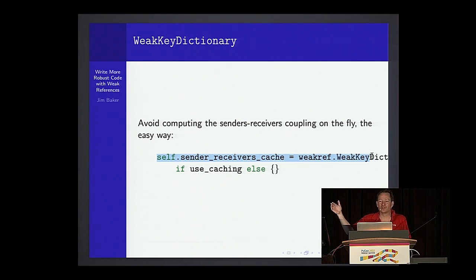You still have to set up what that cache is, but the choice of using a weak key dictionary here is just a couple lines, where really the only extra line is, are we using caching or not? And if we're not using caching, we'll just have this empty dictionary that we won't use at all, just to have something as a placeholder.